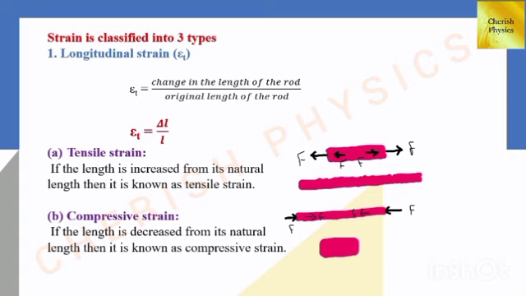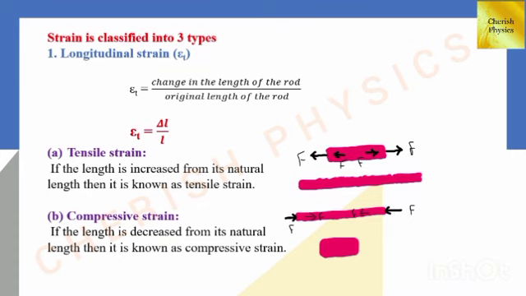Longitudinal strain is equal to change in the length of the rod divided by the original length of the rod, which is equal to delta L, the change in length of the rod, divided by L, the original length of the rod. If the length of the rod increases from its original length, the object undergoes tensile strain. If the length is decreased from its original or natural length, then it is called compressive strain.